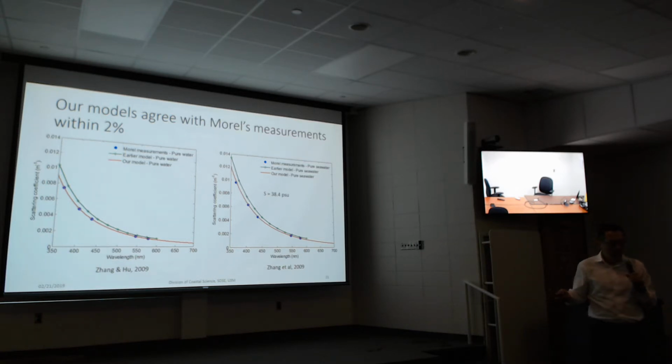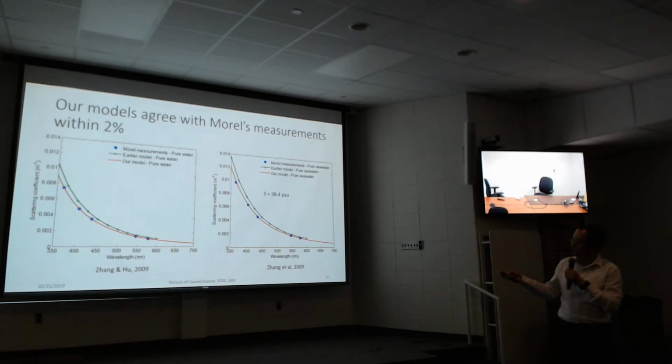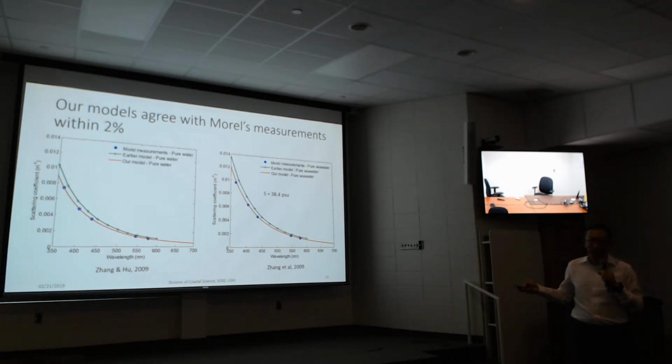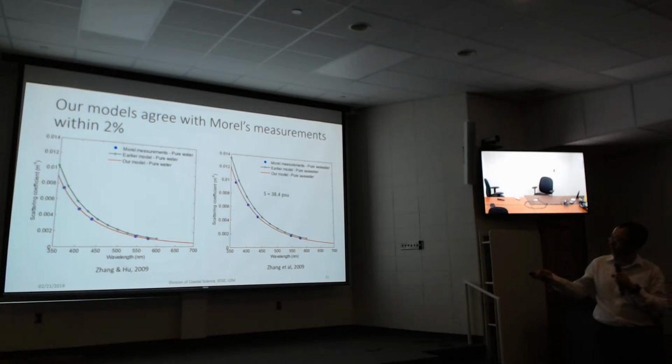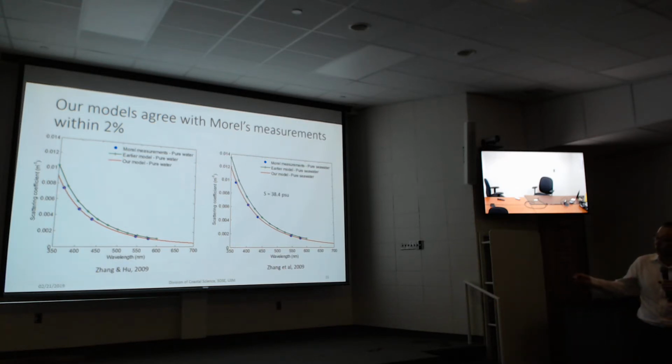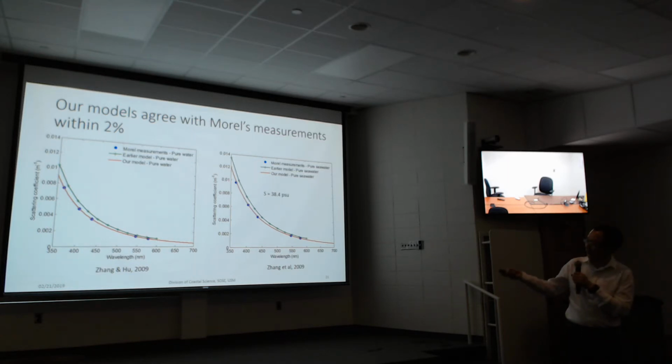Andre Morel, the late Andre Morel, measured this scattering for pure water and for seawater at one salinity, 38.4. The blue dots are his measurements. This figure is for pure water, and this figure is for seawater at 38.4 salinity. The green line is the previous theory. You can see the green line doesn't agree with the blue dots. In general, the trends are similar, but the values are different.